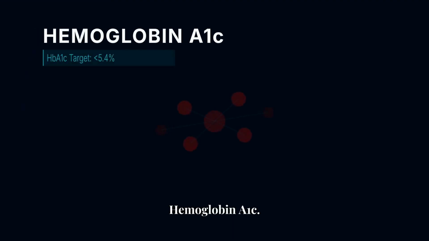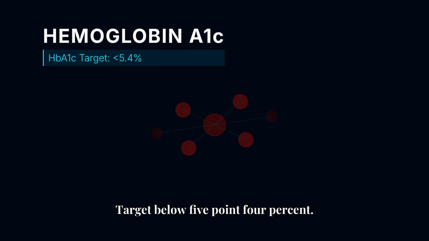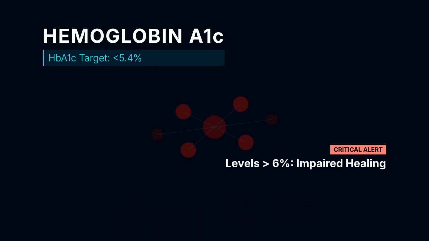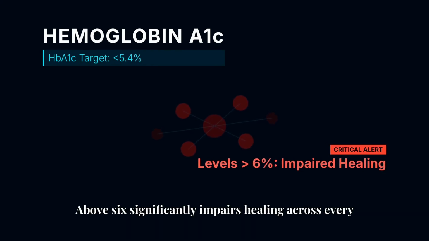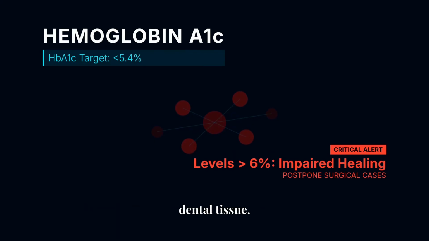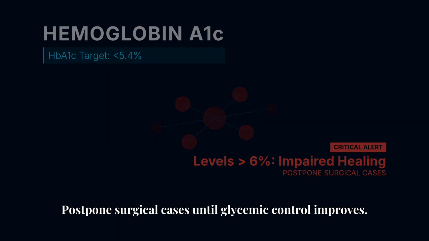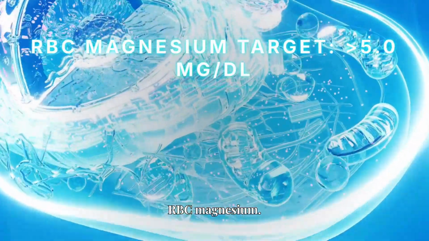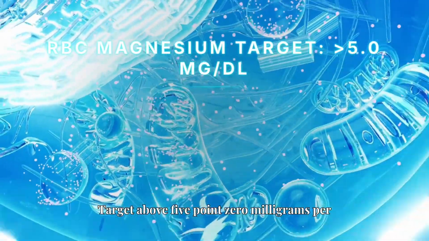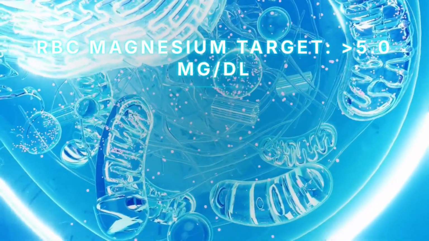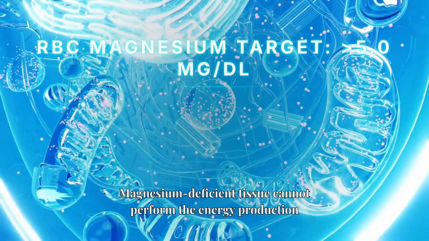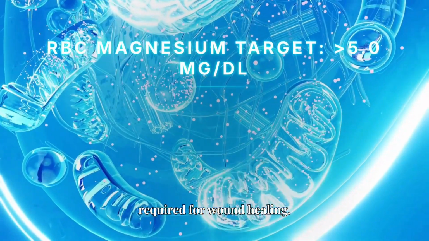Second, hemoglobin A1C, target below 5.4%. Above 6 significantly impairs healing across every dental tissue. Postpone surgical cases until glycemic control improves. Third, RBC magnesium. Target above 5.0 milligrams per deciliter. Magnesium deficient tissue cannot perform the energy production required for wound healing.